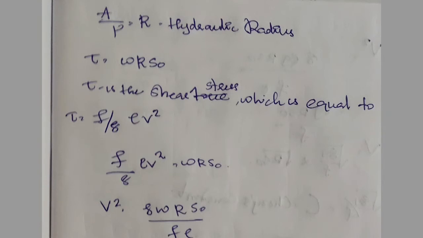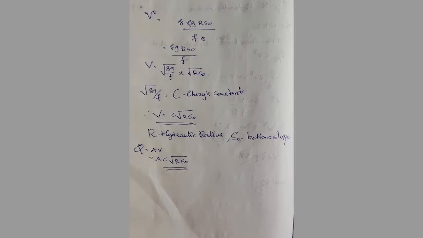The shear stress tau has an equation that tau is equal to F by 8 into rho into V square. Equating this, we get V square is equal to 8 into omega into R into S0 by F into rho. Rho is the density. By substituting the value of specific weight omega as rho g, we get V square as 8g R S0 by F. From this, V is equal to root of 8g R S0 by F.